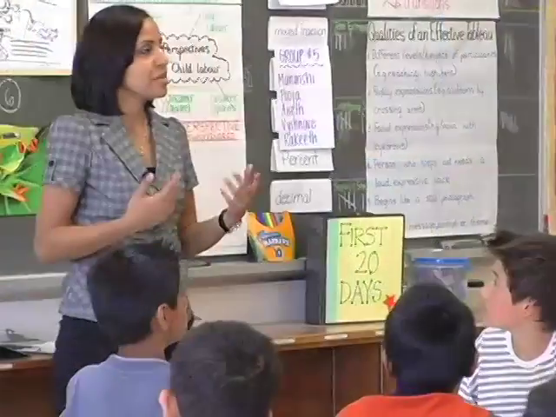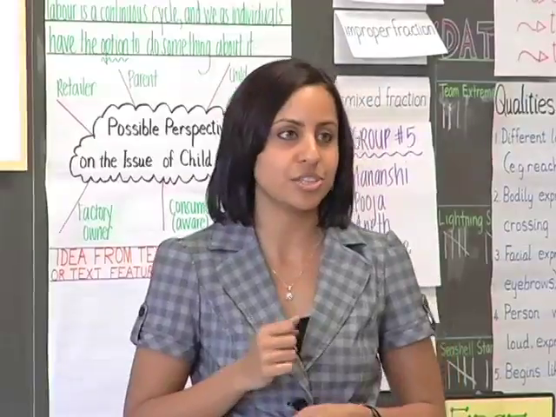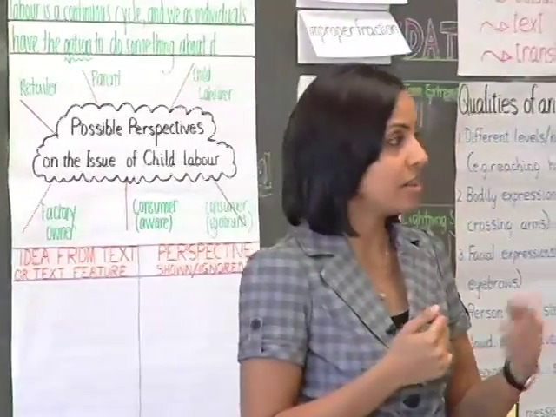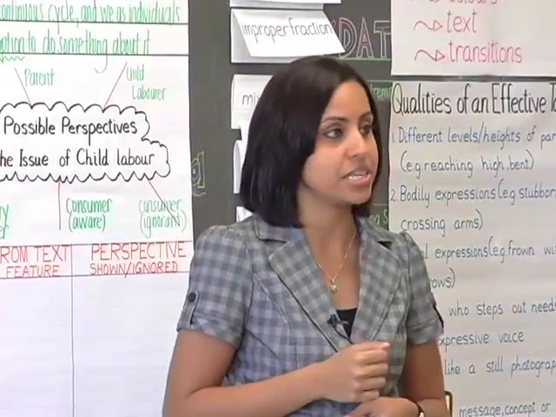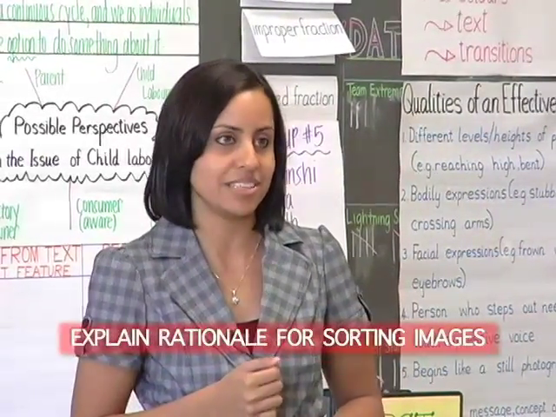Take another 30 seconds now in your groups to decide on how we can sort the images based on the perspectives that they show. As a class then, I'll be calling randomly on students to share their group's ideas with the rest of the class, and be prepared to really explain your ideas with us. Go ahead.